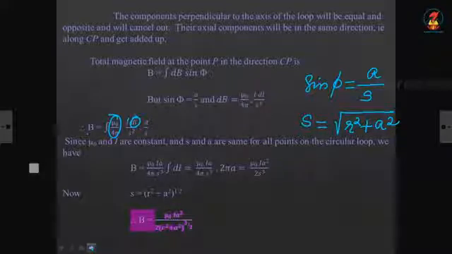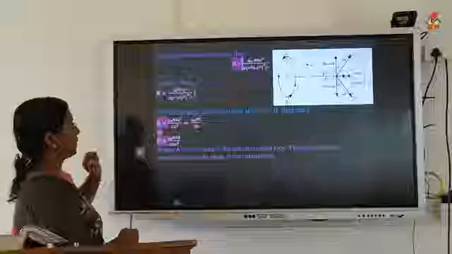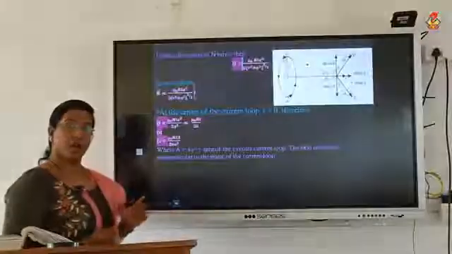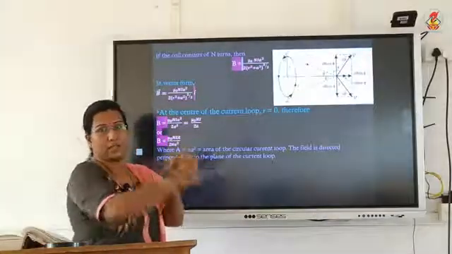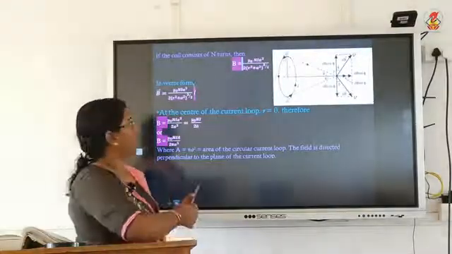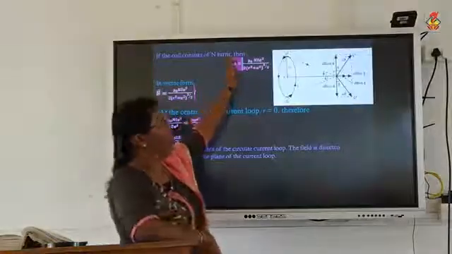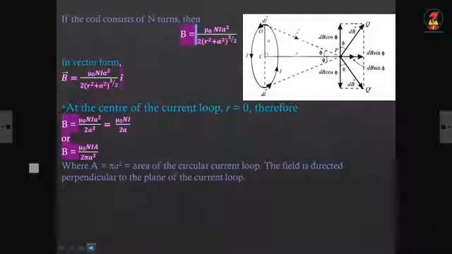So what happens? We get B is equal to mu 0 I a square divided by 2 into, instead of s we substitute r square plus a square, the whole raised to 1 by 2, the whole cube, which is r square plus a square, the whole raised to 3 by 2. Now, this is the condition where the coil contains a single turn. Now imagine your coil is made up of N number of turns. What change will happen to our equation? You have to write B is equal to mu 0 N, where capital N is the total number of turns in our circular coil, I a square divided by 2 into r square plus a square, the whole raised to 3 by 2.